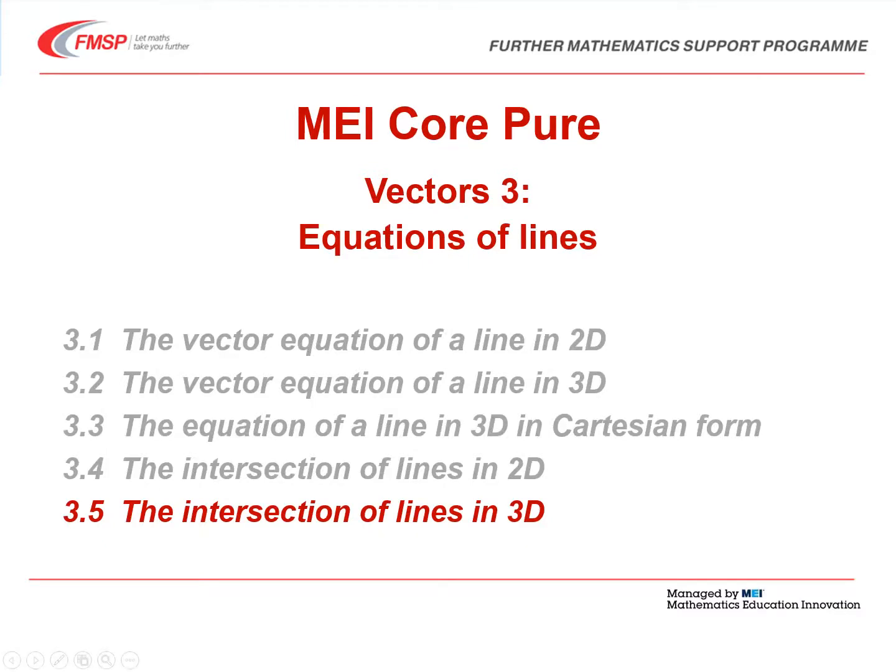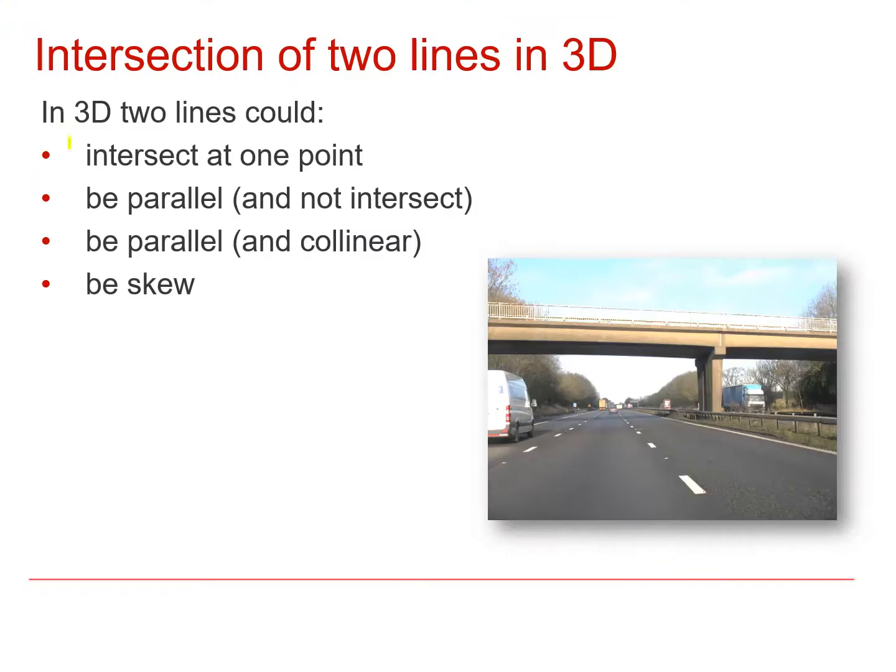This is a video for MEI Core Pure Mathematics, Vectors 3, Equations of Lines, 3.5, the intersection of lines in 3 dimensions. The intersection of two lines in 3D gives rise to 4 possibilities. Either they intersect at one point, they're parallel and don't intersect, or they're parallel and collinear. And all of these are the same as within 2D.